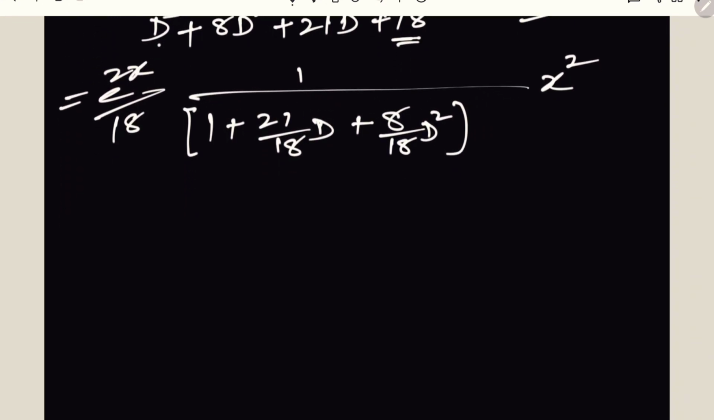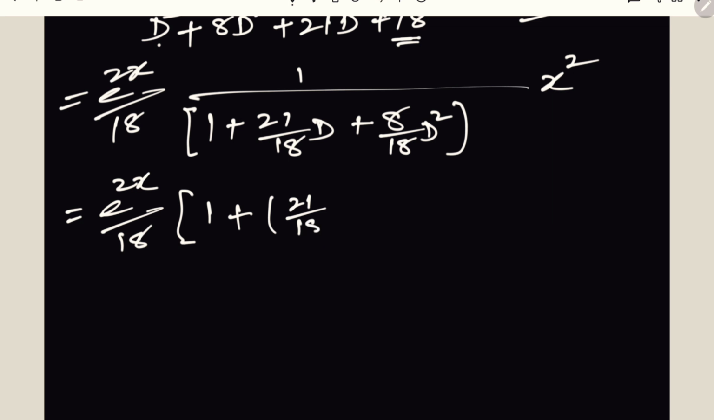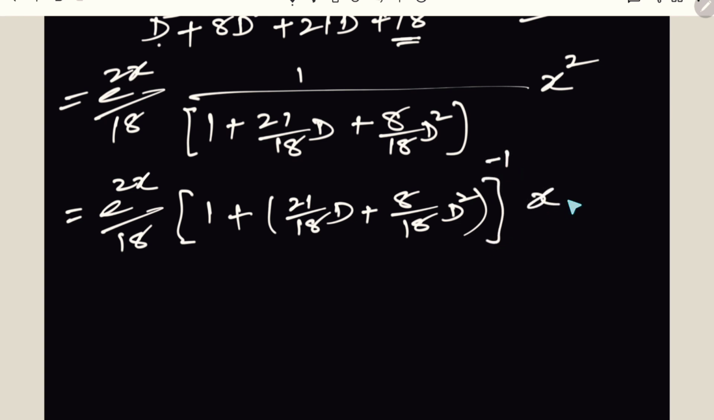Then transferring this term to numerator, we get e raised to 2x divided by 18, 1 plus remaining terms are 21 by 18 times d plus 8 by 18 times d square, and whole raised to minus 1 and operate it on x square. Then expanding this bracket by binomial theorem.